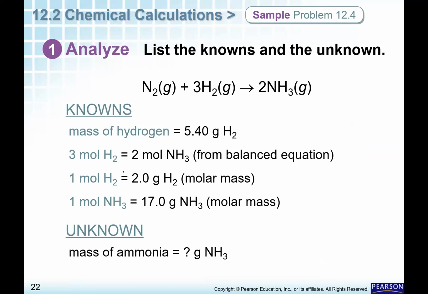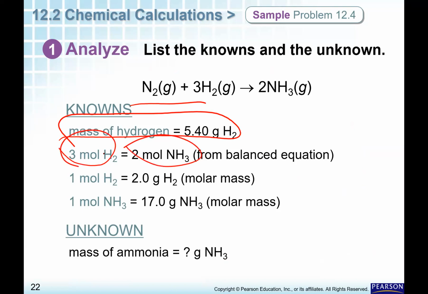Okay, so we have the equation here in front of you. Then what we have is the mass of hydrogen. We also know that 3 moles of hydrogen will produce 2 moles of ammonia.